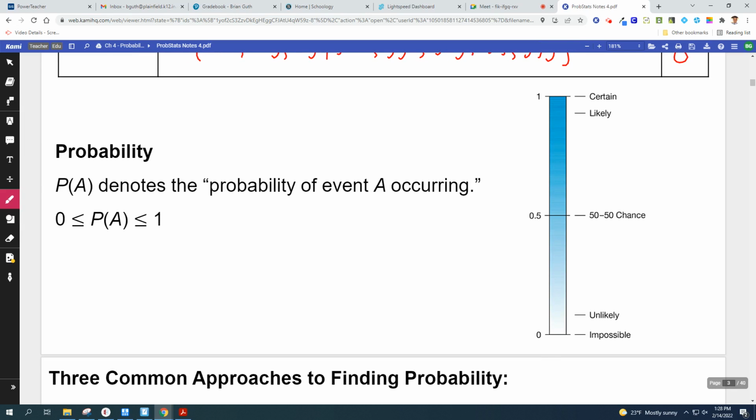We should already be comfortable with most of this. Probability is definitely going to be a number in between 0 and 1. And here's our notation for probability of some event A. Probability of A. Probability of rolling a 5. Probability of getting a tails on a coin flip. And we know that if that probability is 1, it is 100% certain to happen. If a probability is 0, it is impossible. It's not going to happen. And anything close to 1 is likely, close to 0 is unlikely, and 0.5 is right in the middle, 50-50 chance.